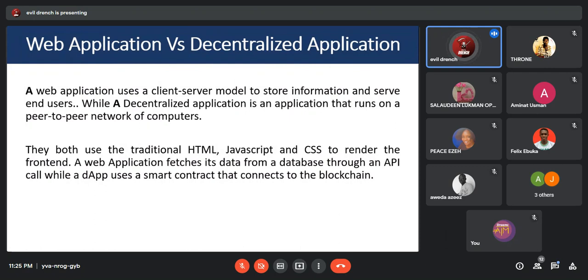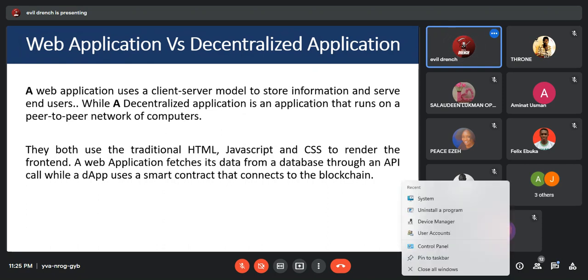The traditional web application uses CSS, HTML, and JavaScript to render the front end, right? The web application fetches its data from the database through an API call. APIs are application programming interfaces. They are a set of functions that allow an application to interact with existing software components, an operating system, or maybe so.